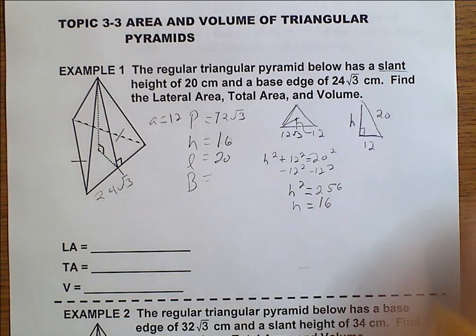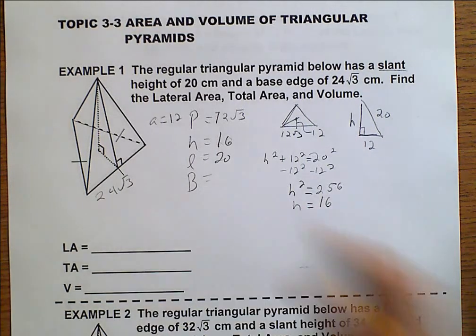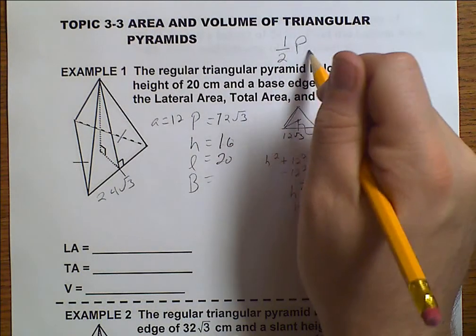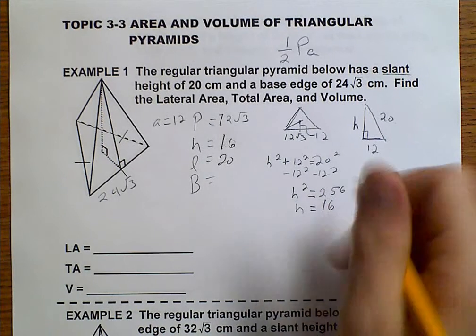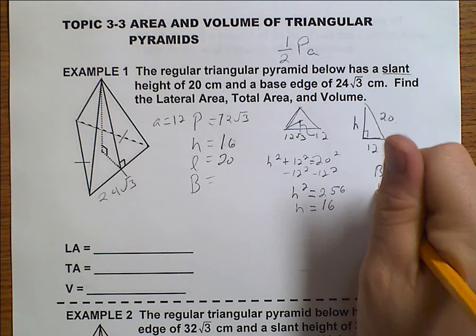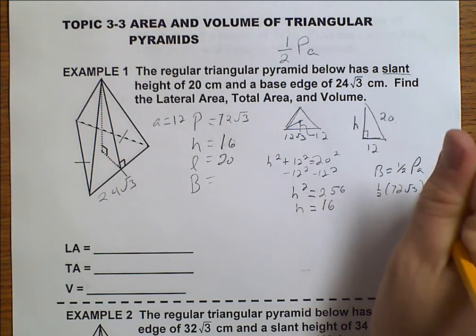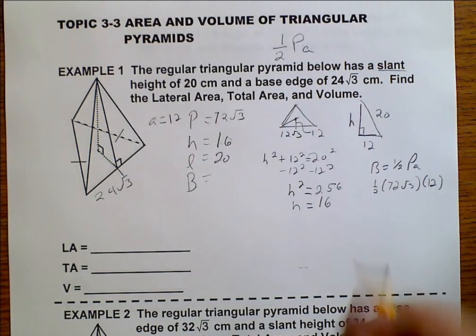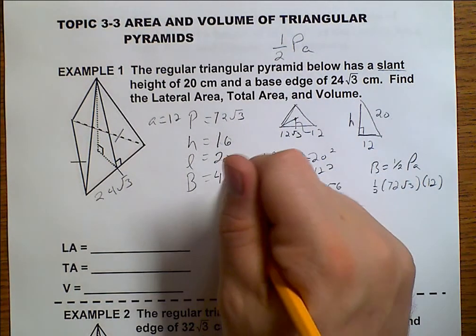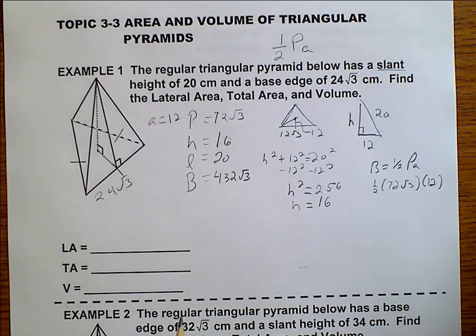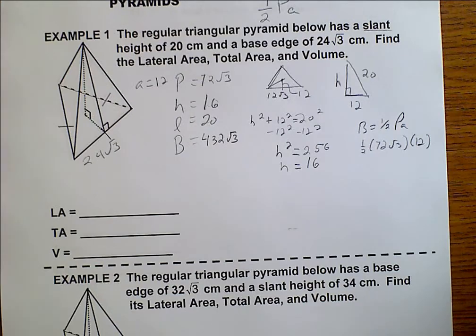Now, to find the area of my base, we're going to use a formula that you may be familiar with. It's 1/2 the perimeter times the apothem. So we do 1/2 times 72 square root of 3 times 12. And we get that this is 432 square root of 3. Well, now that we have P, H, L, and B, we can find our lateral area, total area, and volume.